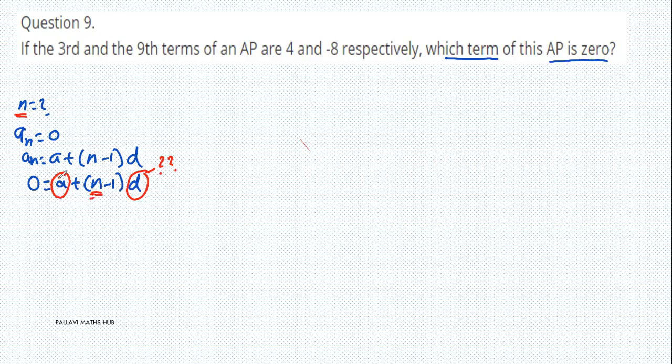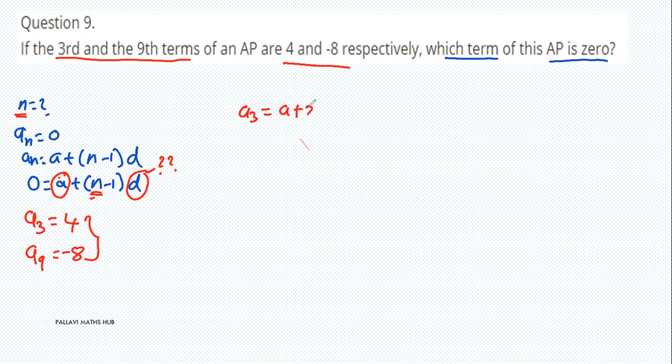How will you find a and d? I'm using the third term and ninth term of the AP, which are 4 and minus 8 respectively. Yes, write down this one. Third term is 4 and A9, ninth term, is minus 8. Using these two results, I'm finding the value of a and d. A3 is equal to a plus, 3 minus 1 is 2d.